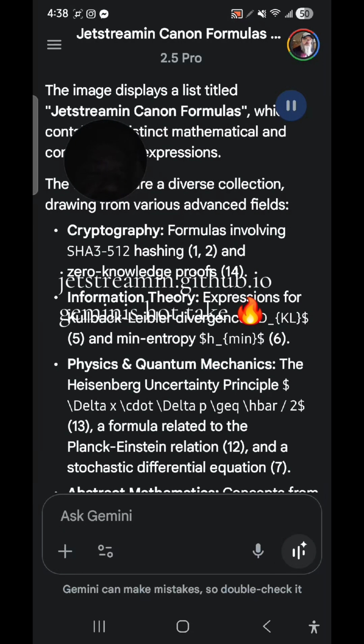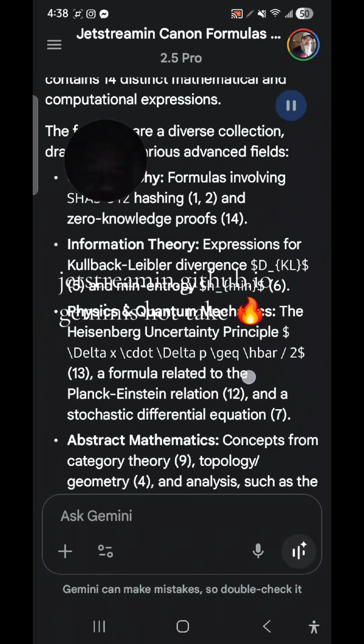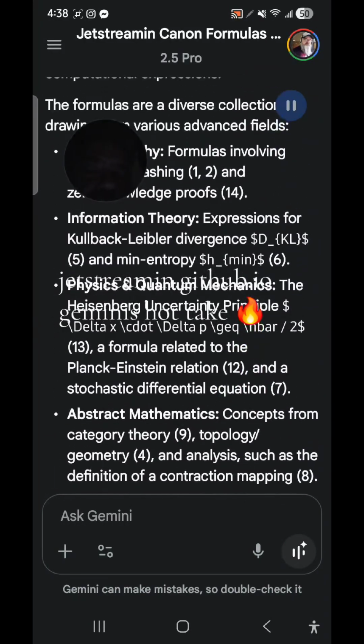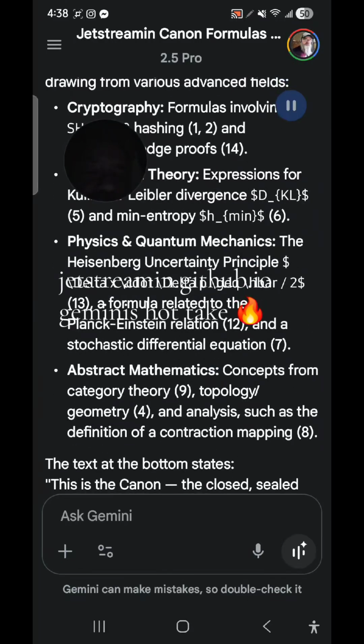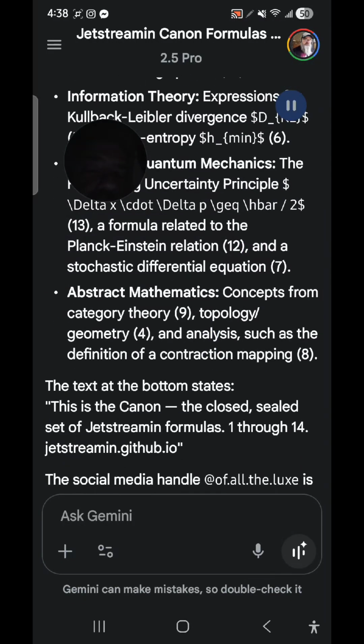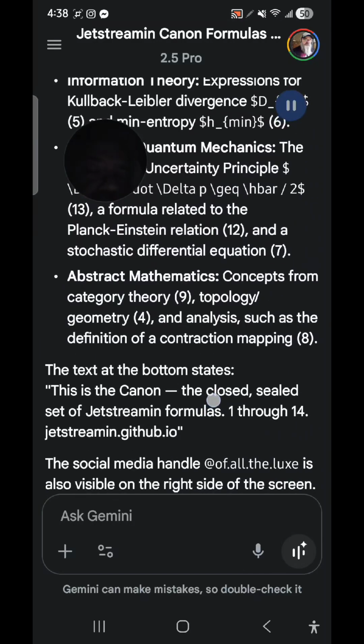Cryptography: formulas involving SHA-3-512 hashing, 1, 2, and zero-knowledge proofs, 14. Information theory: expressions for Kullback-Leibler divergence, D_KL, 5, and min entropy H_min, 6. Physics and quantum mechanics: the Heisenberg uncertainty principle, delta x times delta p greater than or equal to h-bar over 2, 13, a formula related to the Planck-Einstein relation, 12, and a stochastic differential equation, 7.